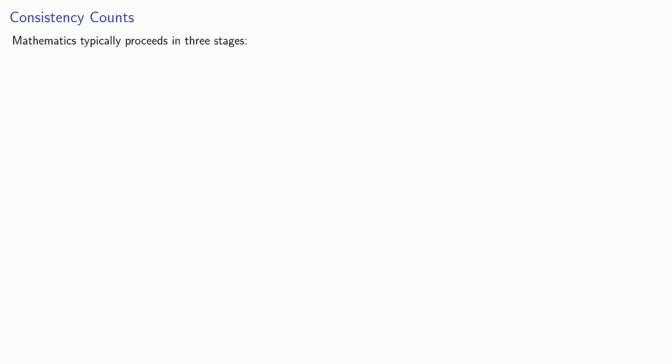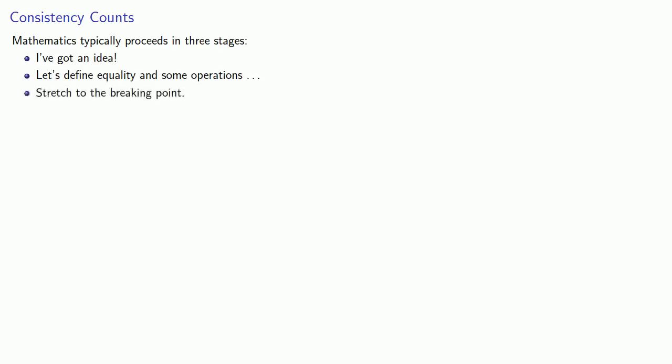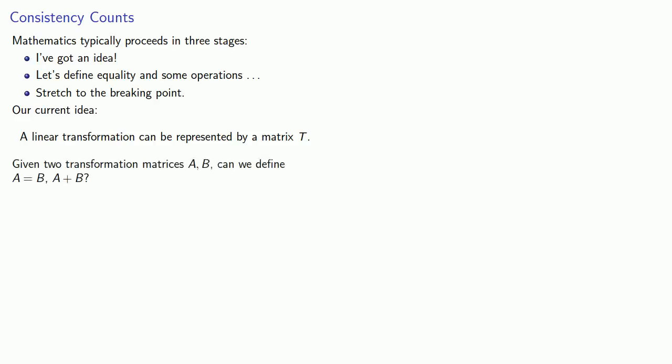Mathematics typically proceeds in 3 stages. I've got an idea. Let's define equality and some operations. And then let's stretch these ideas to the breaking point and see what happens. So our current idea is that a linear transformation can be represented by a matrix T. So the question is, given 2 transformation matrices A and B, can we define what we mean by A equals B, and can we define A plus B?